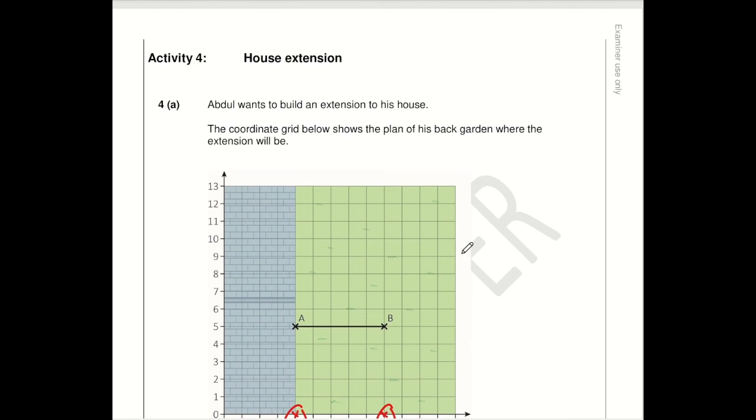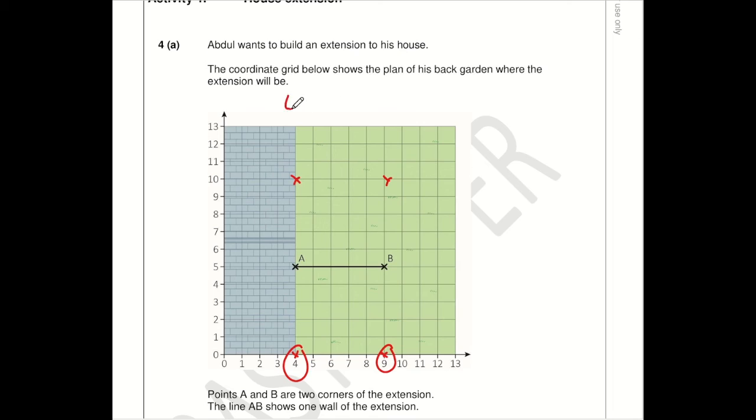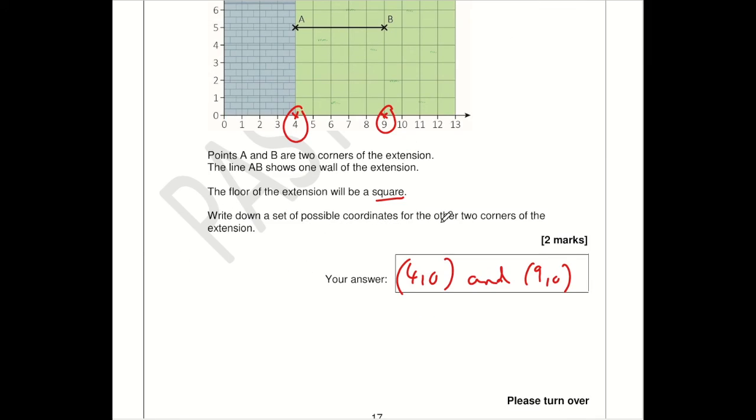Alternatively, if you go up, then 1, 2, 3, 4, 5, the corners will be here and here, in which case, let me just scroll down a little bit, the coordinates will be 4, 10 and 9, 10. So there's two choices here, 4, 10 with 9, 10, or 4, 0 and 9, 0.